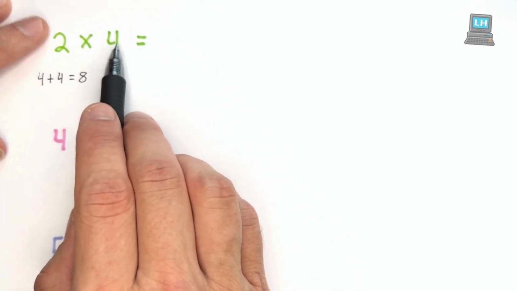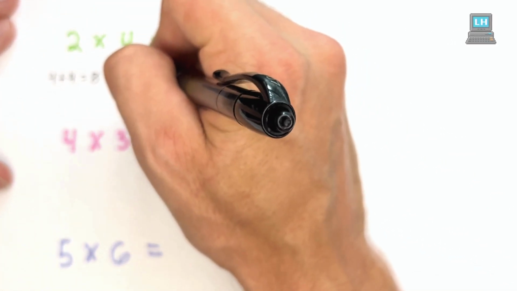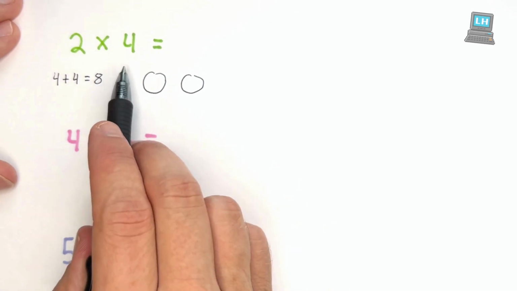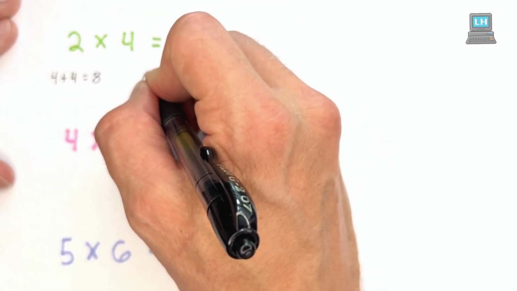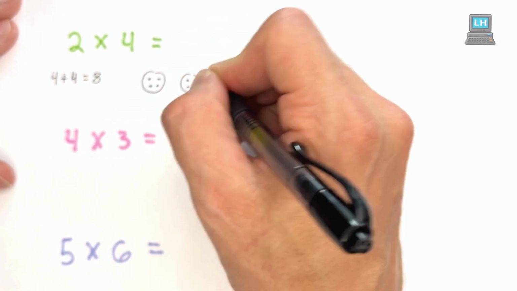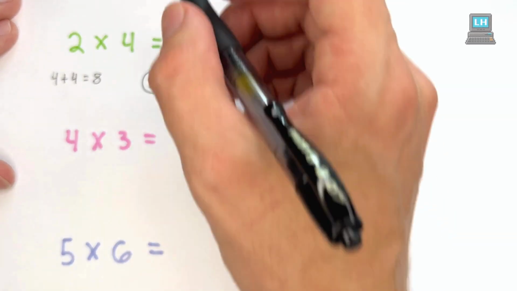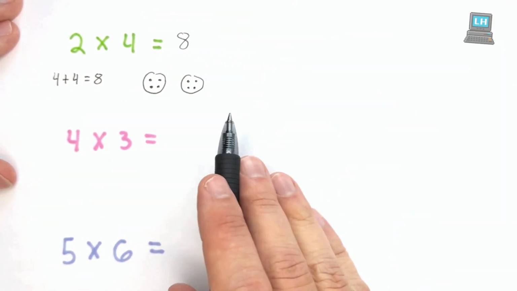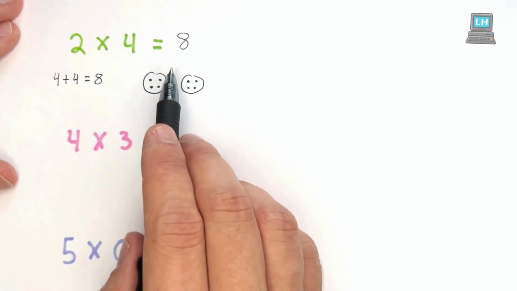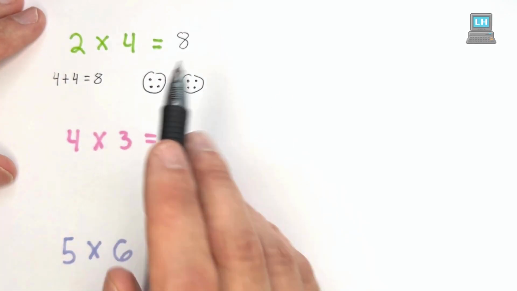Well, I have 2 groups of 4. So what I'm going to do is draw 2 circles, and then here's my 2 circles, and then I'm going to put 4 dots in each. 1, 2, 3, 4. 1, 2, 3, 4. Oh, okay, well, how many total beautiful little dots do I have right there? Well, I have 8 total. So 2 groups of 4, you add up 4 2 times, or you can draw 2 circles, and then put 4 dots in each.